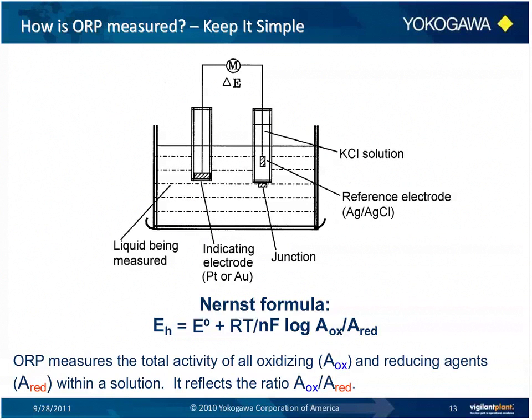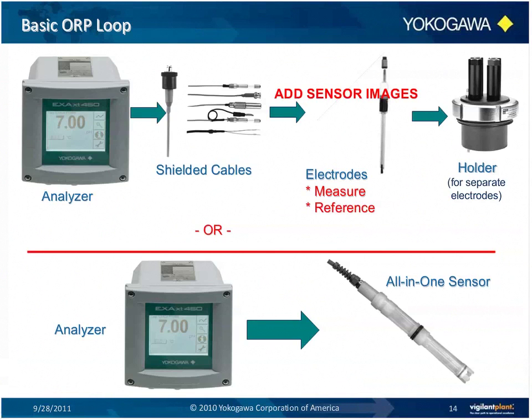So now let's go over real quick what equipment you actually need in order to measure ORP. You need an analyzer, you need a sensor, and you need a cable. The analyzer's purpose is to convert the raw input from the sensor, and calculate, display, and transmit the ORP millivolt value of your process. The sensor itself includes two elements. You have a measuring electrode and you have a reference electrode. These can either be separate electrodes or they can be an all-in-one, where they're all in one body.